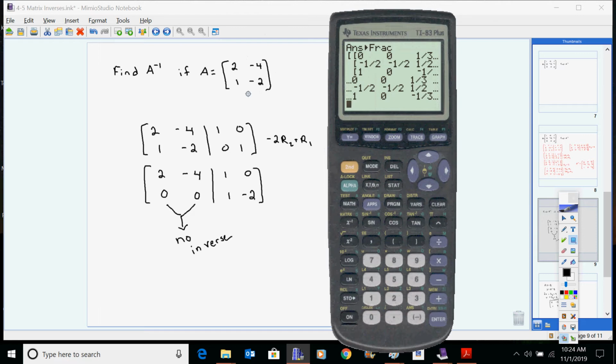We want to put in this A for our matrix. So let's alter that. It's a how many by how many matrix? 2 by 2. So go to Edit. And we know that it's a 2 by 2, so we're changing the dimensions. And then we have to go in and enter our numbers: 2, negative 4, 1, and negative 2.